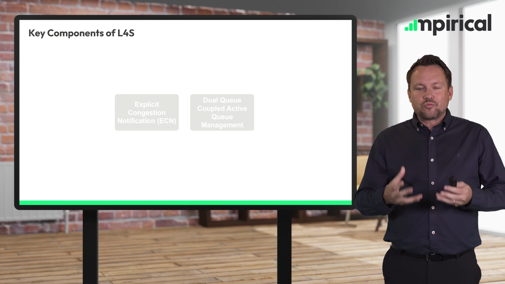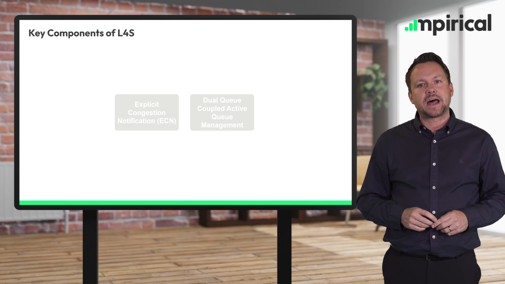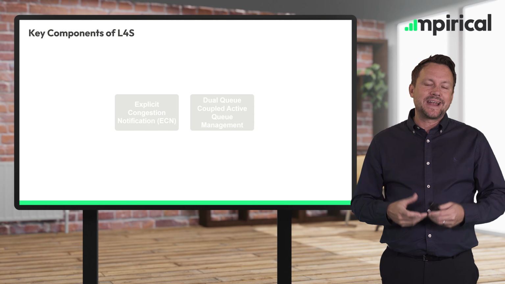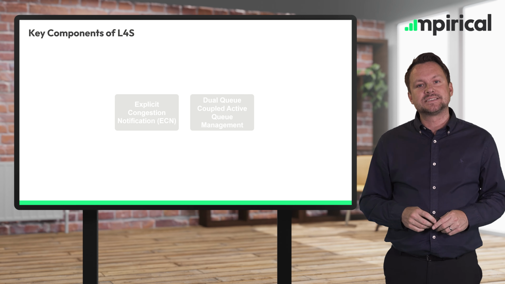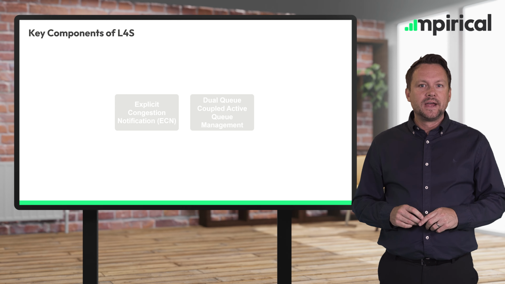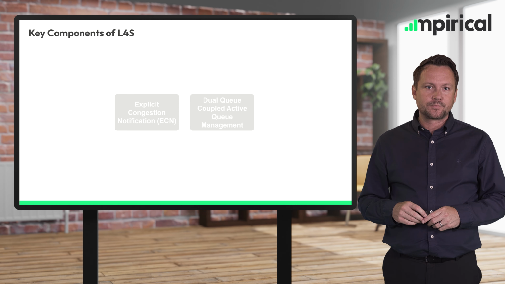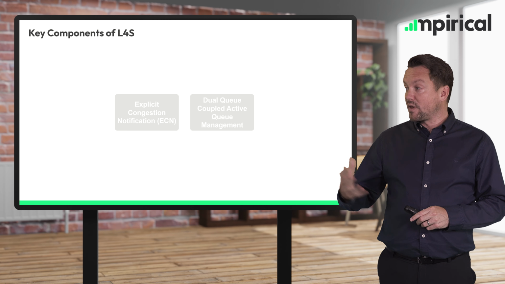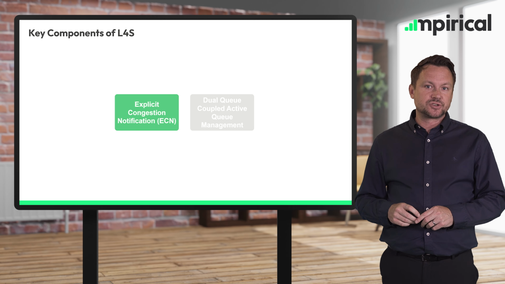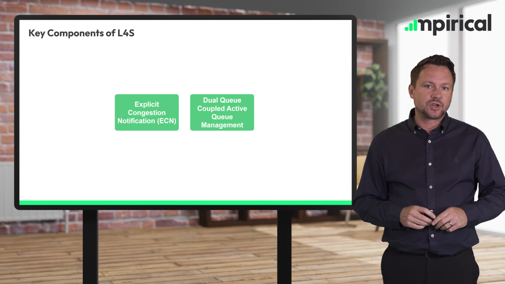So really, L4S solves the problem of balancing the needs of different applications in a fair way and ensuring that delay critical traffic has special treatment effectively to ensure that where possible, this traffic is prioritized over other classic traffic. Now, the mechanisms that underpin L4S, well, there are two. We've got explicit congestion notification and we have dual queue coupled active queue management.